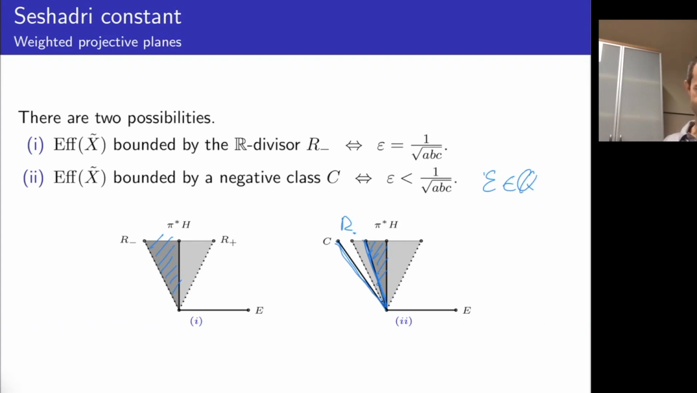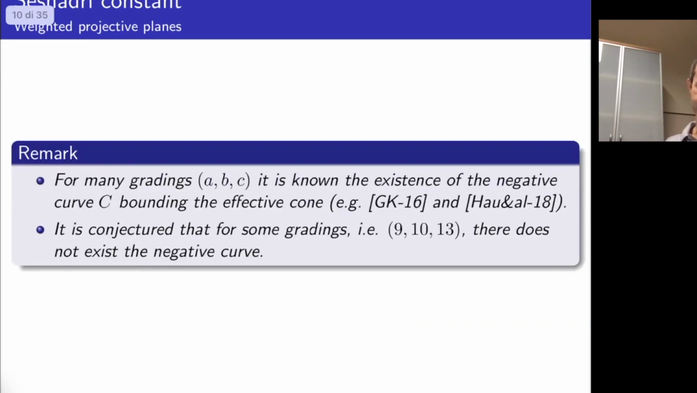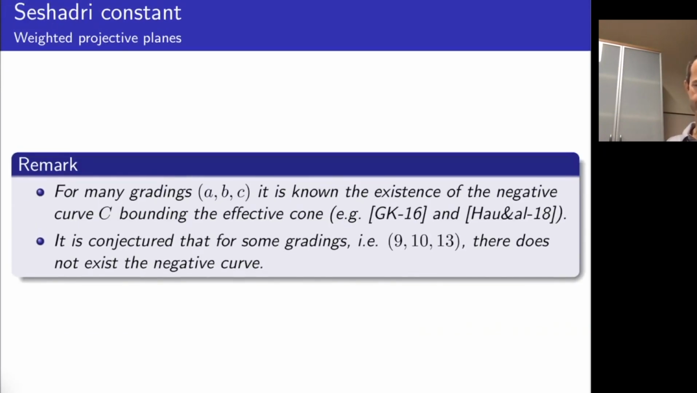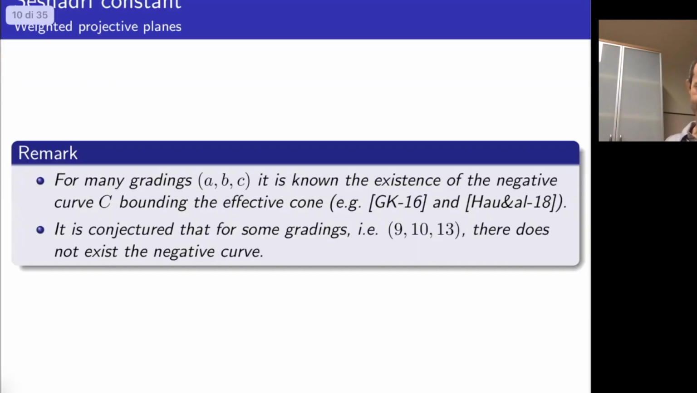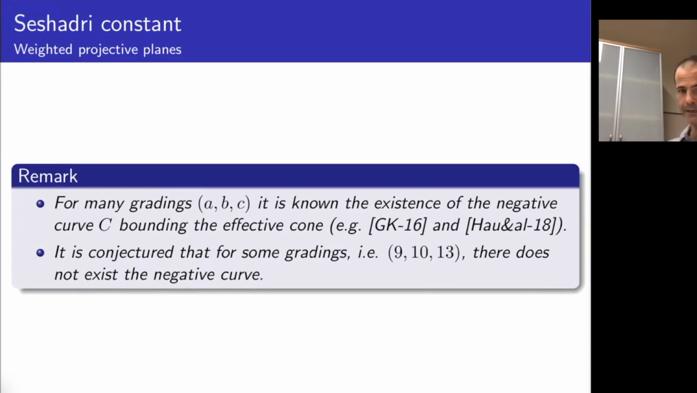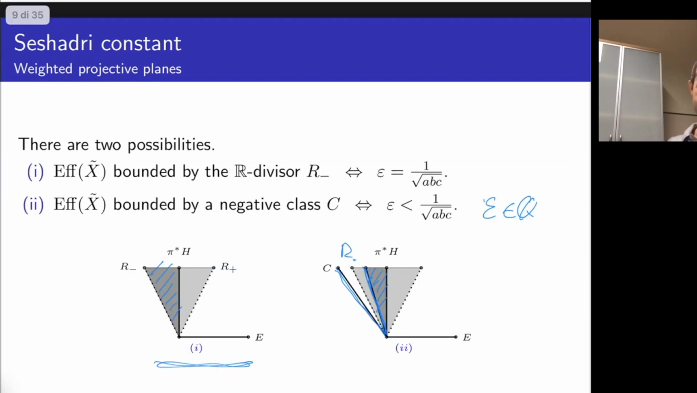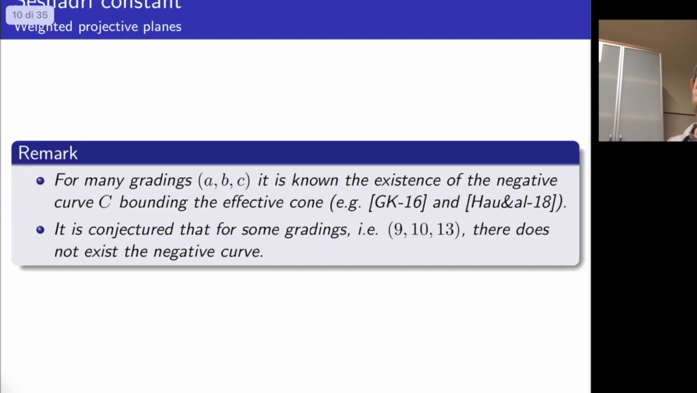Okay, so as I said, there are many cases in which it is known that there exists the negative curve C, as in this case. And apart from the case of P2, there are no known cases in which this happens. But it is conjectured that for some gradings, for instance 9, 10, and 13, we are in the first case. Right, but it is not known.